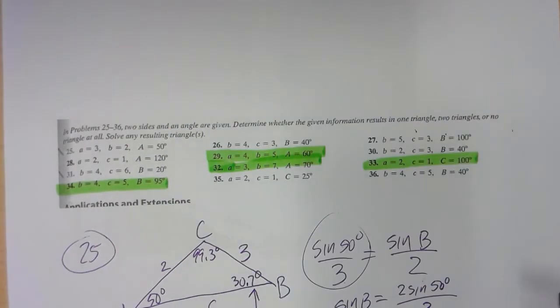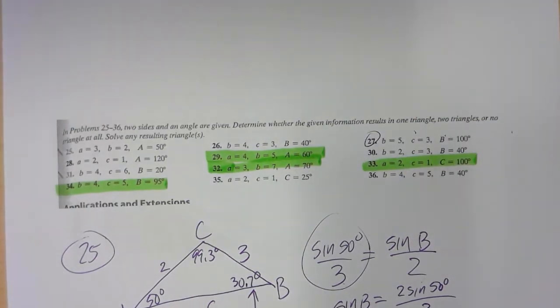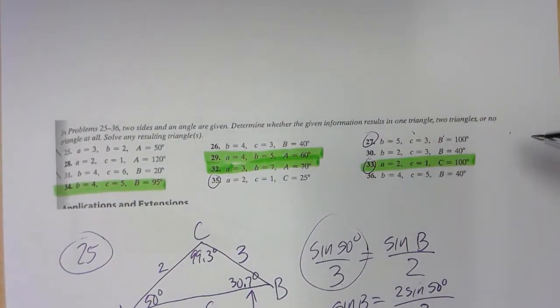Now the other ones here are going to have one triangle or two triangles. So we demonstrated 25, which was one triangle, and then 31, which is two triangles. So why don't you try like 27 and 35, and then go ahead and look at 33. Why is that not going to have a triangle? That'd be interesting to look at. Okay, now the story problems.